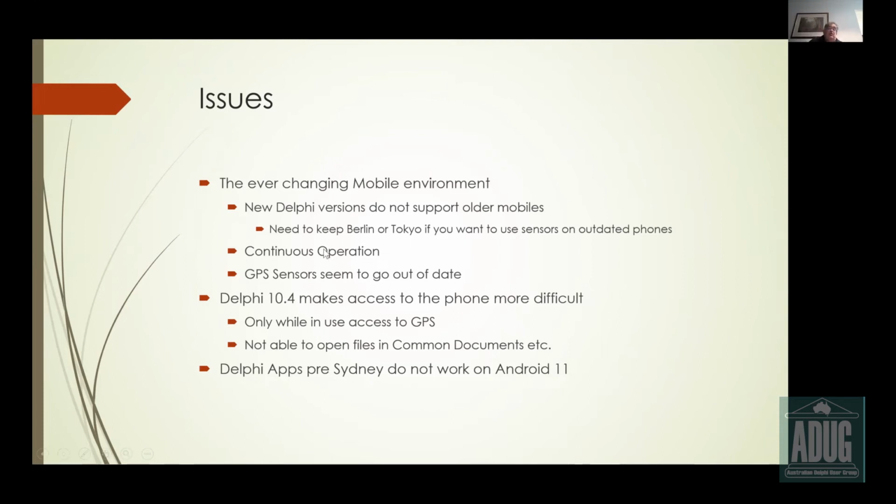Keeping the phone in continuous operation: all I can find out is that you can make it keep operating for half an hour, but that's only by manually doing that. So I don't know. There are obviously controls that you can use within Android to do it. And as I said, the GPS sensors seem to go out of date.